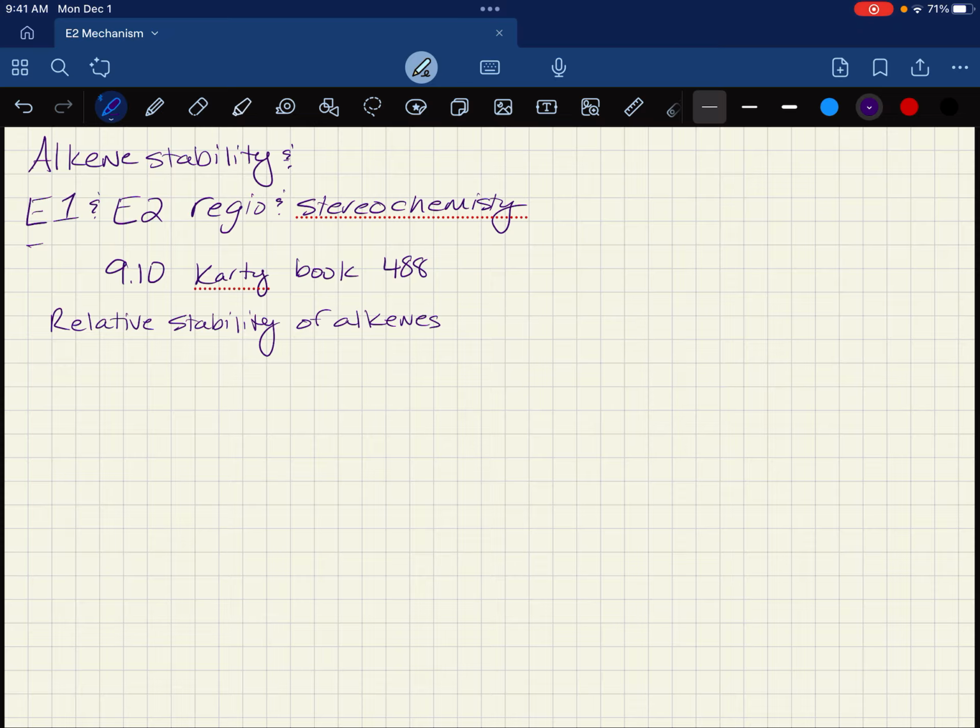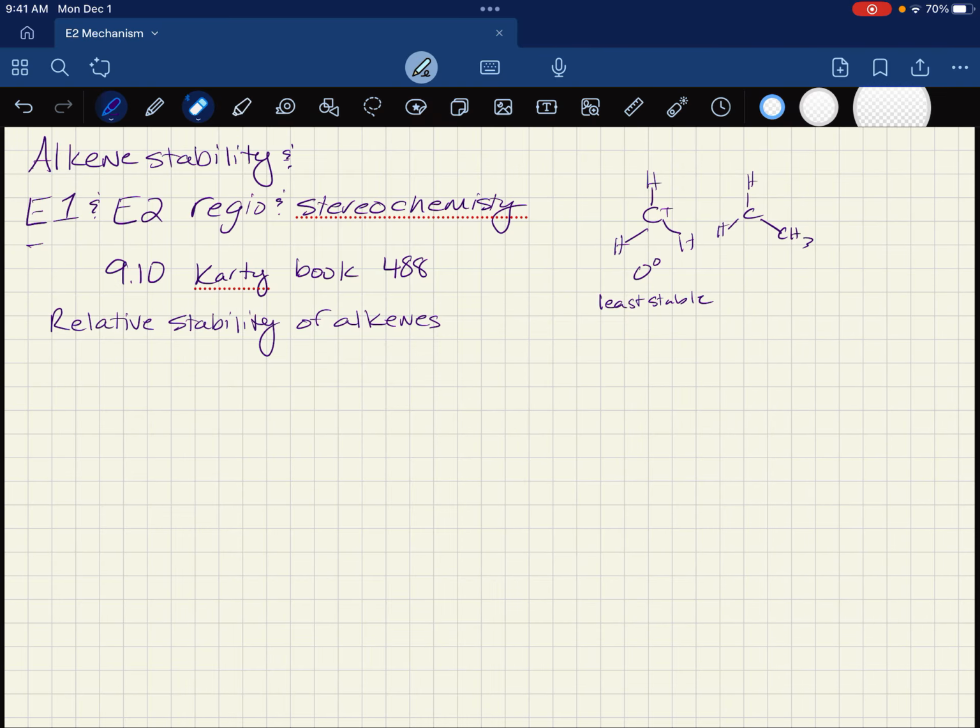Thankfully, this follows a similar rule as the stability of carbocations and also the stability of radicals. So we already know that if we're looking at a carbocation, our methyl is going to be the least stable. Our primary will be the next most stable, or the next to the least stable, I should say.